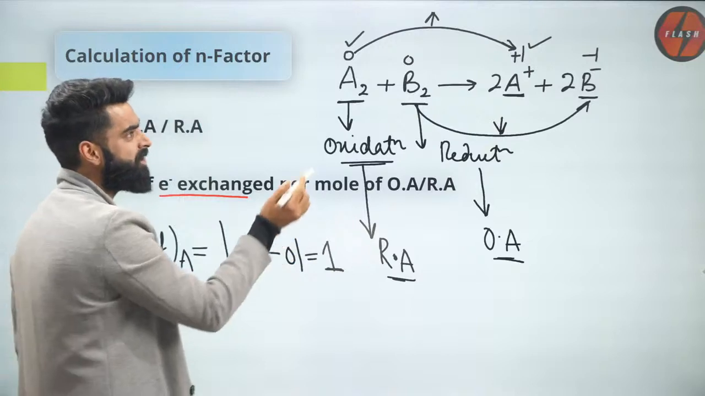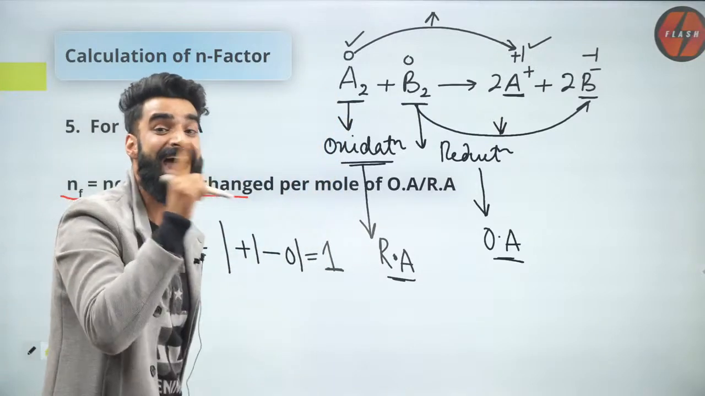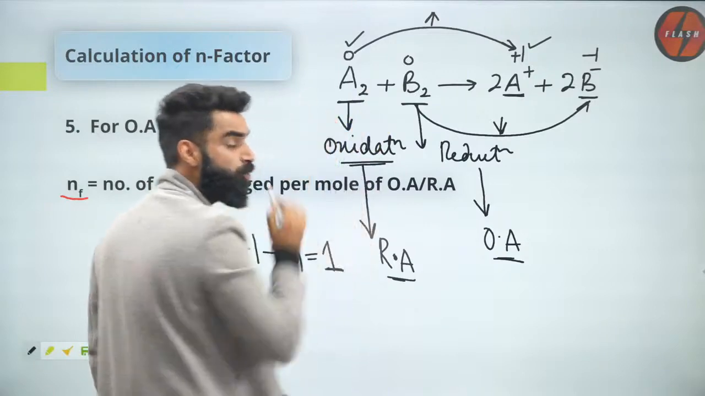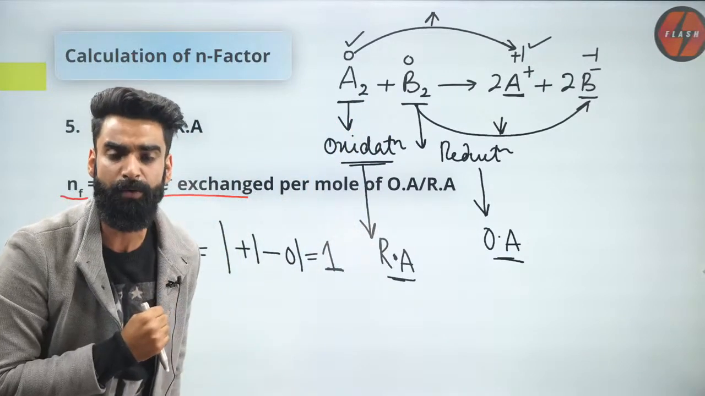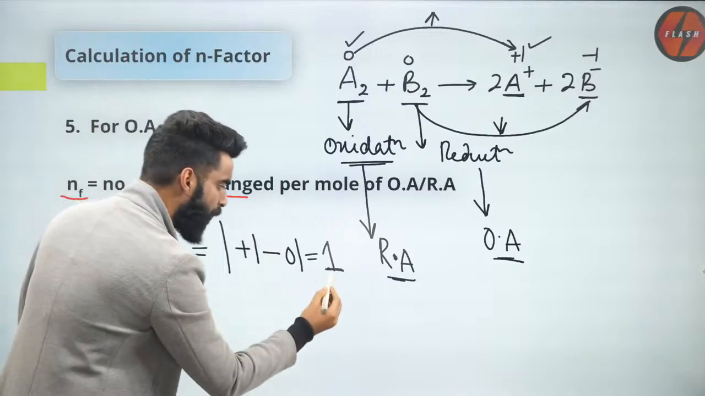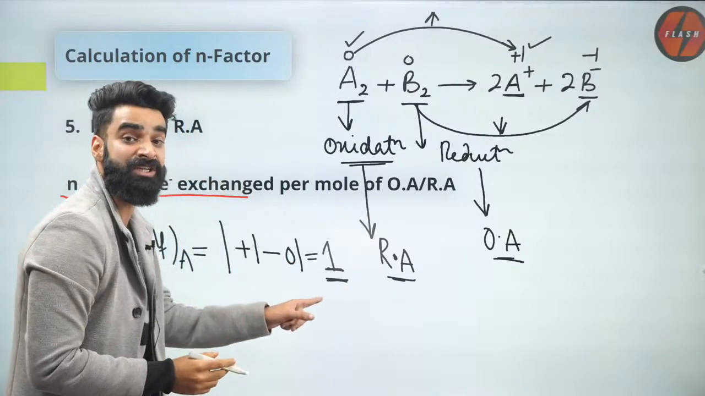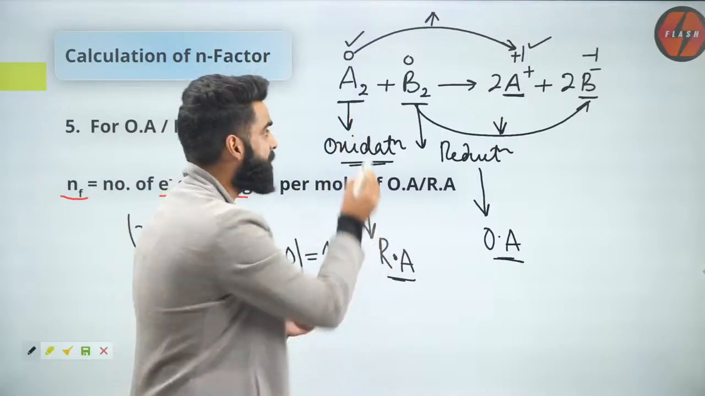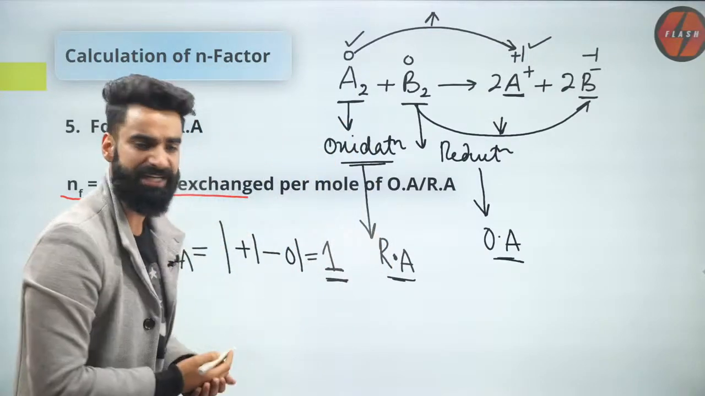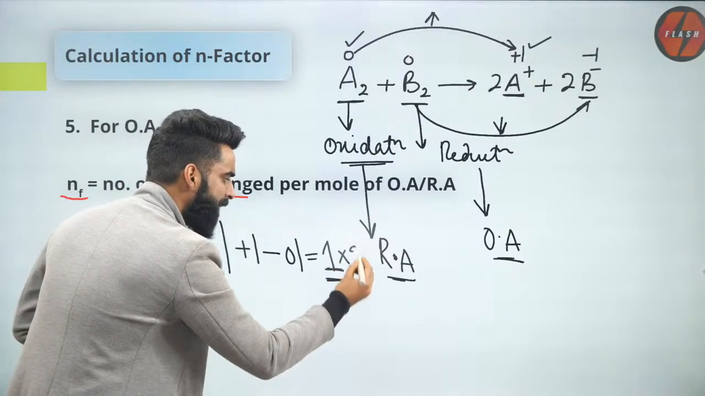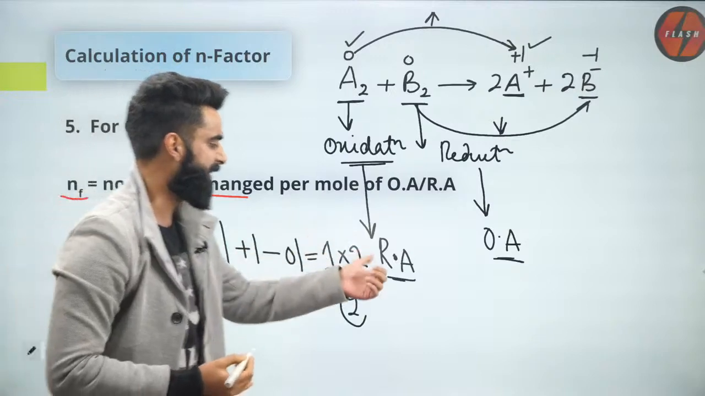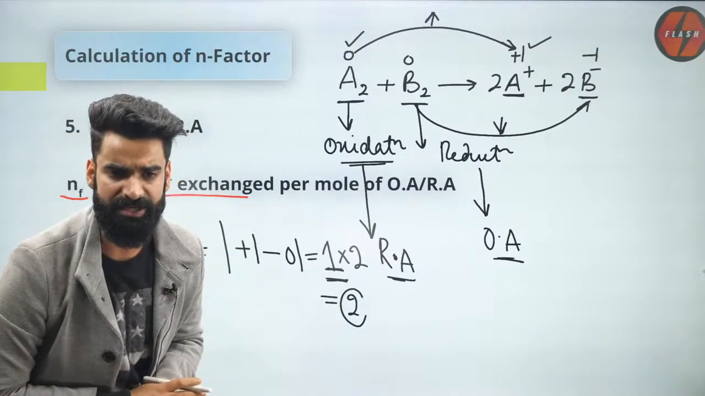This is the change in oxidation state for one atom of A. But how many atoms of A do we have? We have two atoms. What I'm saying is, this is the change in the oxidation state for one atom of A, but I do not have only one atom, I have got two atoms. So for two atoms, what should be the change? I'll simply multiply it by 2. So n factor of A2 over here, which is my reducing agent, is going to be 2.